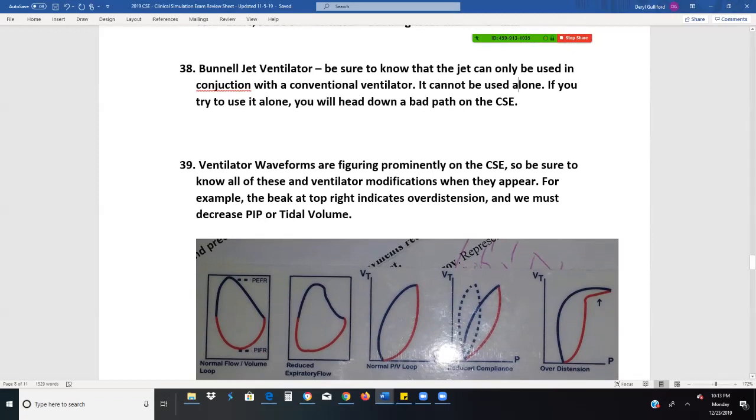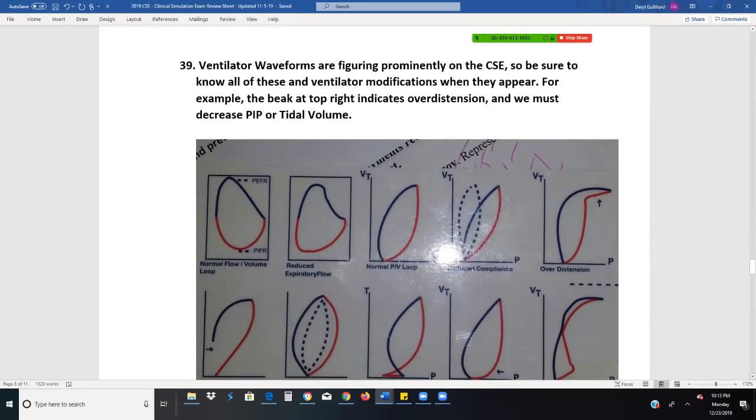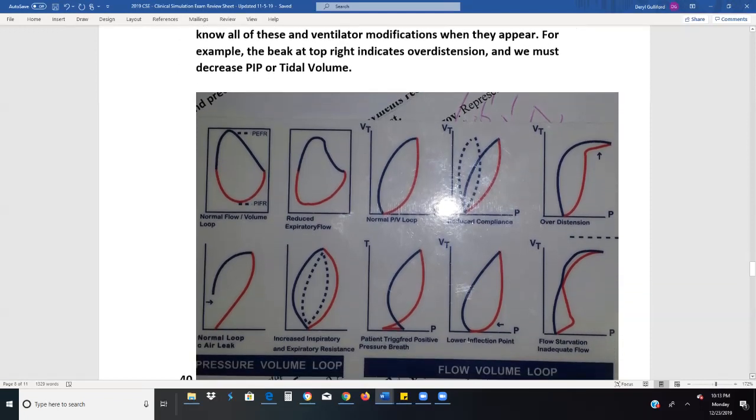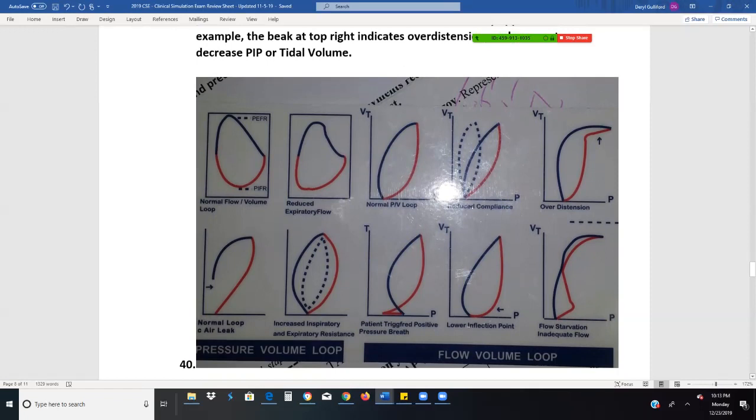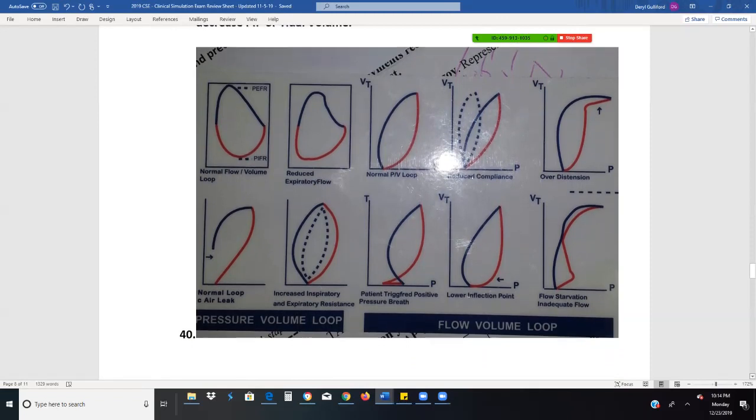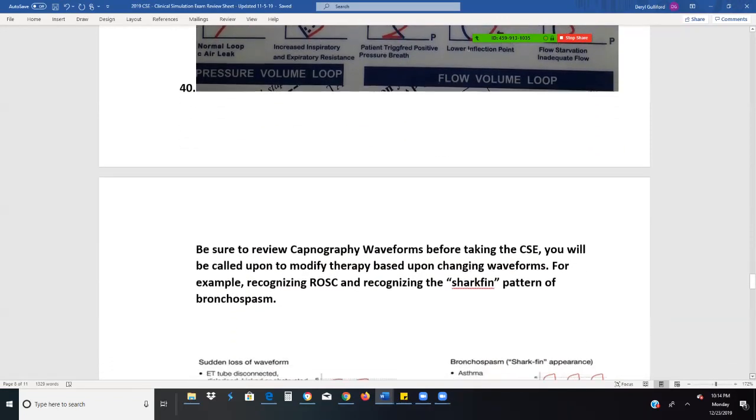Know your ventilator waveforms. We've gone over this extensively on the TMC review sheet, but be sure you know all of those. For sure, the beak for overdistension. You need to decrease PIP or tidal volume. Flow starvation. That flow starvation pattern would really be an indication that you need to increase flow. Recognize a patient-triggered breath, a leak. Recognize the lower inflection point. So those are very, very important waveforms to review. So take a little time and look at those before you take the CSE.